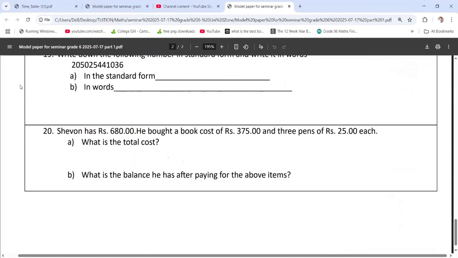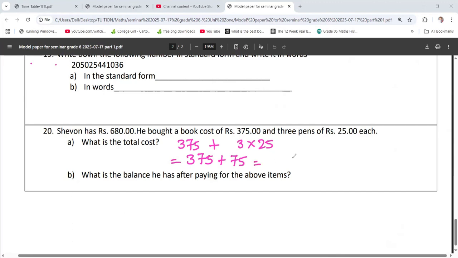Okay, let's go to the last question of part 1 of this paper. Sean has 680 rupees. He bought a book costing 375 rupees and 3 pens of 25 rupees each. What is the total cost? The total cost does not come from the 680, because 680 is the amount of money he had in his hand. So it is 375 for the book and 3 into 25, because 25 is the price of 1 pen. So it's going to be 375 plus 75 rupees.